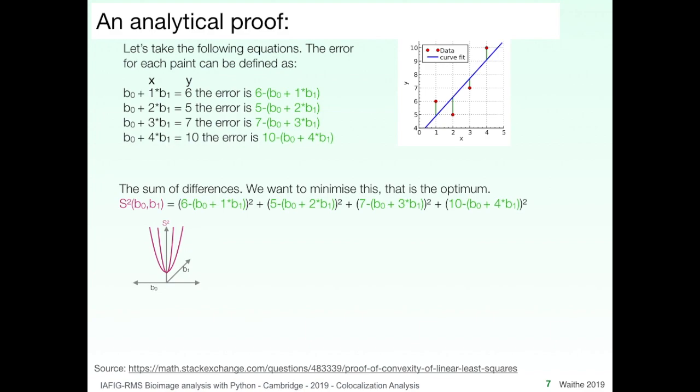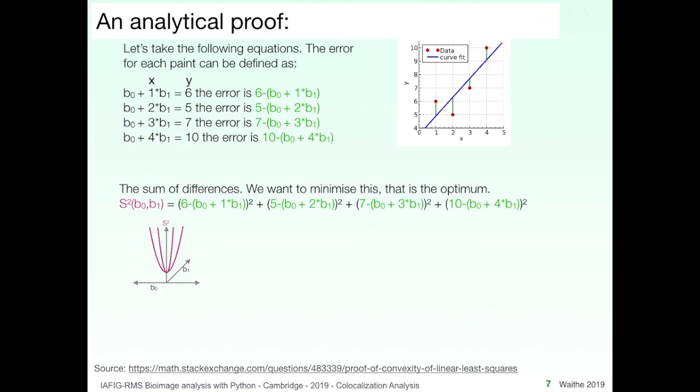So as long as we've got enough data points, we need to have more data points than we have unknowns. This is another prerequisite. As long as we have more points than we have unknowns, then we can perfectly calculate where the global optimum is without having to iterate. So this is the sort of definition of an analytical proof.